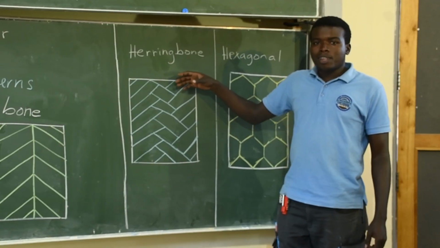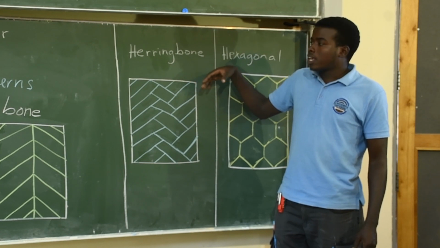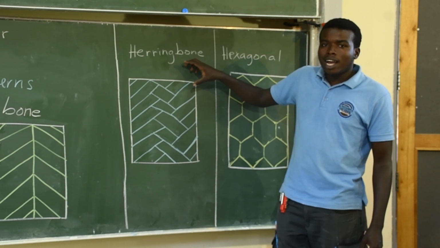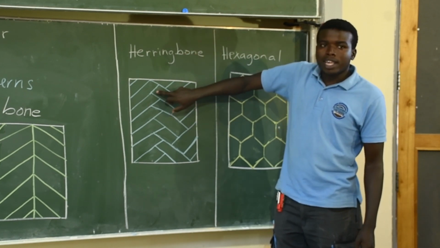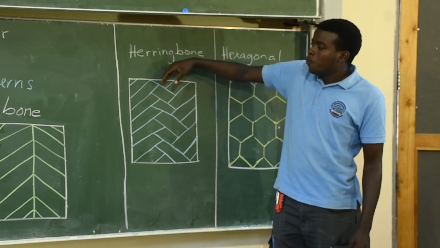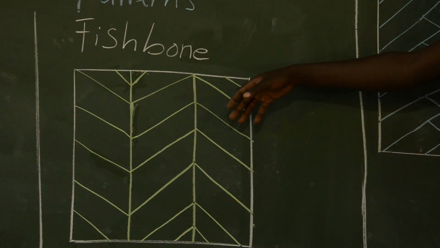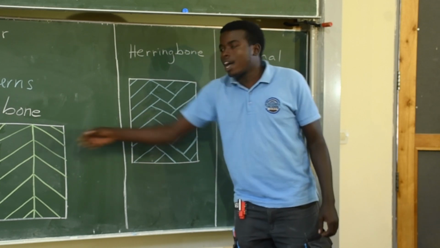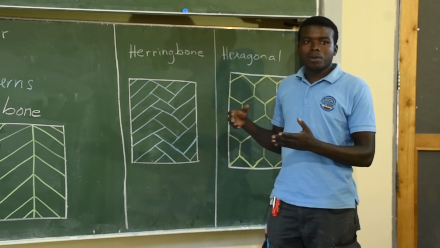The next pattern is the herringbone. The herringbone is somehow like the fishbone. The only difference is that the pieces or the planks that we use are straight cut, while on the fishbone the pieces are cut on an angle. This is where the difference is. Otherwise, the arrangement of the planks or the boards is the same.